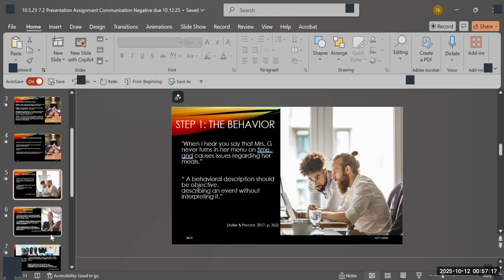Step one of this process is the behavior. When I hear you say that Mrs. G never turns her menu in on time and causes issues regarding her meals, a behavior description should be an objective description of an event without interpreting it. So basically having an understanding of what is going on, but not necessarily interpreting it, just hearing and understanding what is going on about the event.